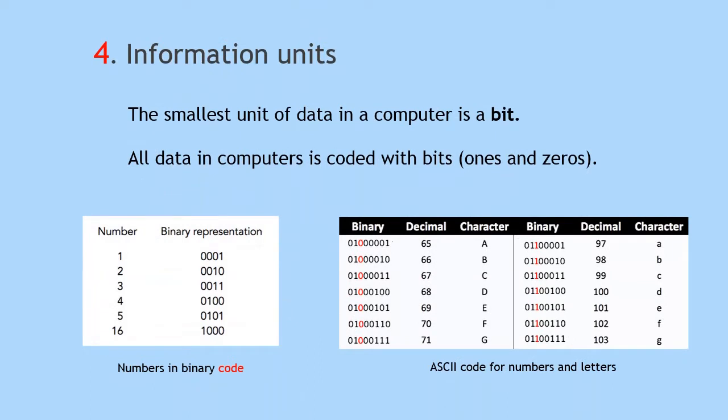Let's talk about information units. The smallest unit of data in a computer is a bit. All data in computers is coded with bits, ones and zeros.